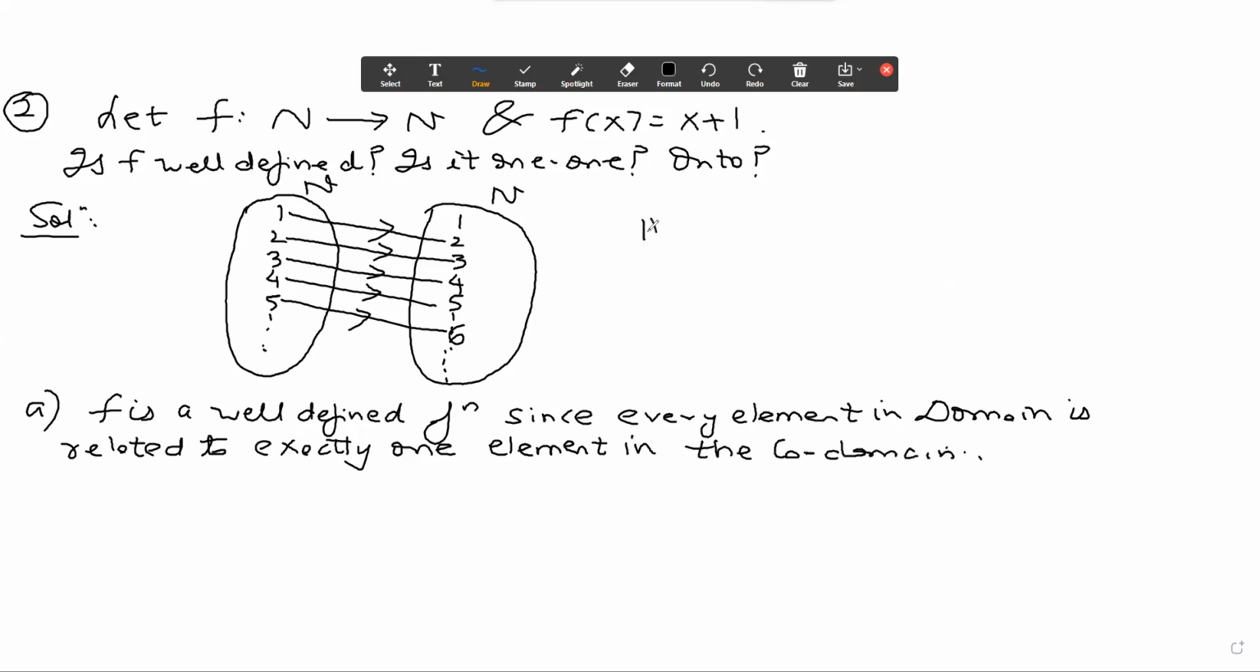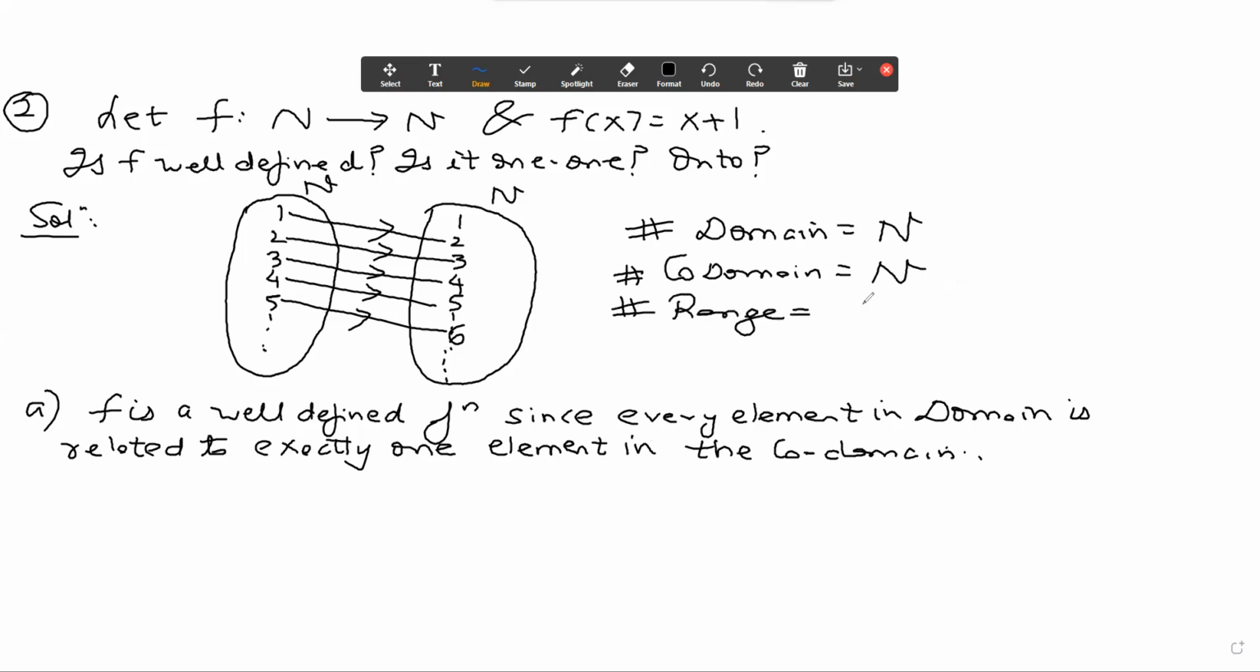If I ask you guys for this, what is my domain? Set of all natural numbers. What is my codomain? Set of all natural numbers. But guys, if I ask you what is my range? My range is 2 to infinity. I can say that my range is nothing but the set of 2, 3, 4, 5, 6, and so on.